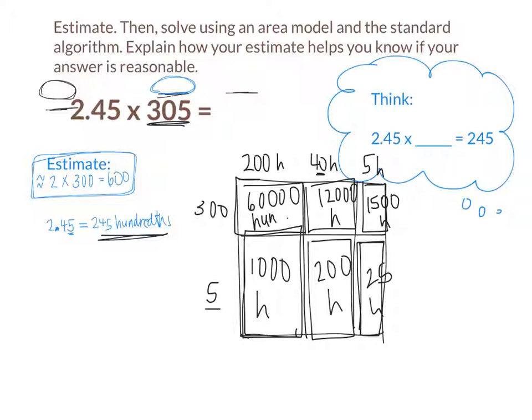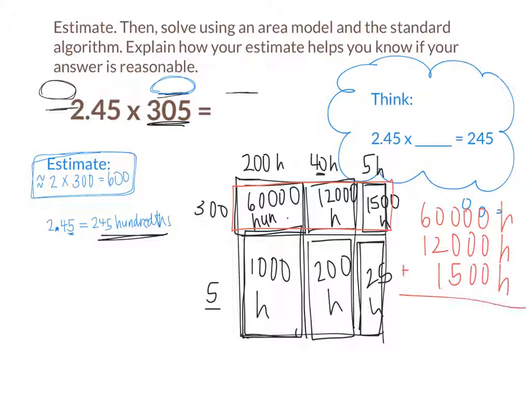Now, in order to find the total product, we have to find the partial products, right? We're going to add these up first. So we have 60,000 hundredths. We have 12,000 hundredths. And then we have 1,500 hundredths. Do you guys agree? Okay. So all together, what do we have? 3500. We have 73,500 hundredths.